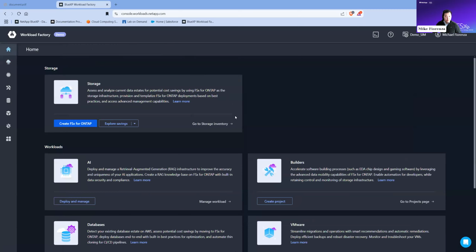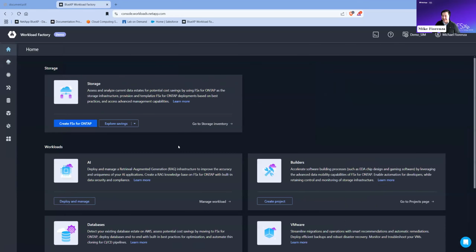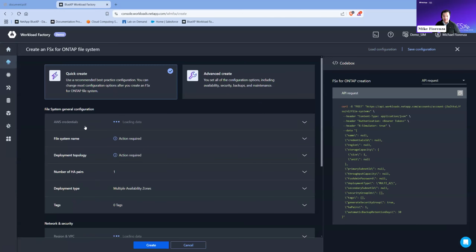Now, one last thing that I wanted to point out here is, again, if after exploring these savings, after having those conversations internally, you say, hey, this is really interesting, and I would like to go ahead and deploy an FSxN file system, you can do so directly through Workload Factory. And in order to do that, I'll just go back here and actually talk through it as I go. You can click on this button right from the landing page to create an FSx for ONTAP file system.